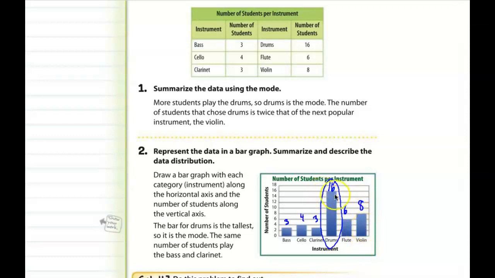So if we were to make a statement comparing the violin to the drums, we could say that there are half as many people playing the violin, or we can also say that twice as many people play the drums. So we can actually make statements about that as well to interpret that data.